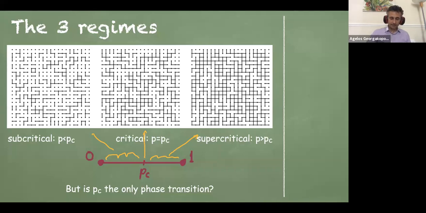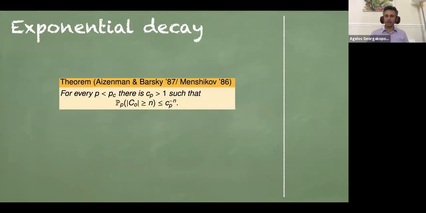In fact, in the early days of percolation, people introduced a further threshold below which, by definition, we had exponential decay of the cluster size distribution. In other words, the probability that the cluster of the origin has size n decays exponentially in n below that threshold. And it was not known whether this is equal to p_c or not for a long time. This was answered in the 80s. Actually, they are equal. There is no other such phase transition there.